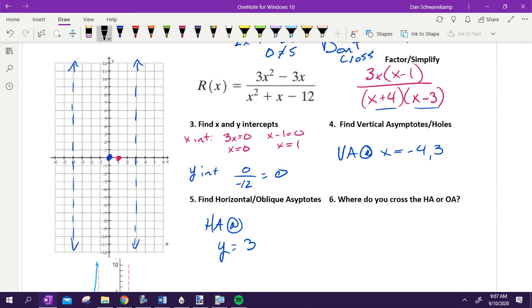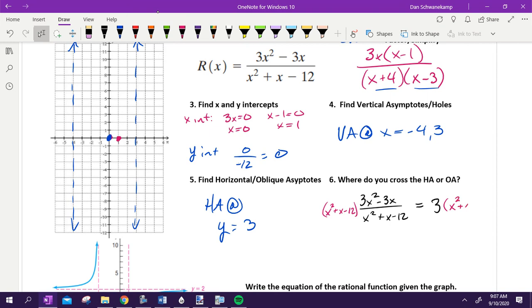So I'm going to use the original one because the original one's a little less clunky. 3x squared minus 3x. And on bottom I got x squared plus x minus 12. What do I want to set that equal to? 3. I'm going to set it equal to my horizontal asymptote. Okay, so I'm going to set it equal to 3. That means I got to multiply both sides by x squared plus x minus 12. Yucky. It looks really bad. It's not going to end up being that bad in the end.